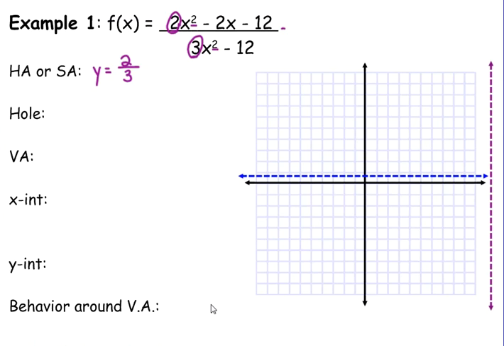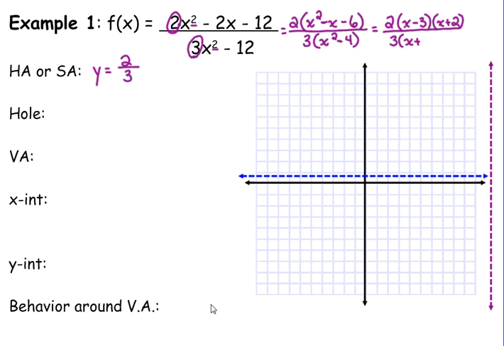So let's do that. The numerator, we need to begin by pulling out a GCF of 2. When we do that, we're left with x squared minus x minus 6. And in the denominator, we have a GCF of 3, which leaves us with x squared minus 4. Both of those factor further. We've got x minus 3 times x plus 2. And the denominator is the difference of perfect squares, so it's x plus 2 times x minus 2.